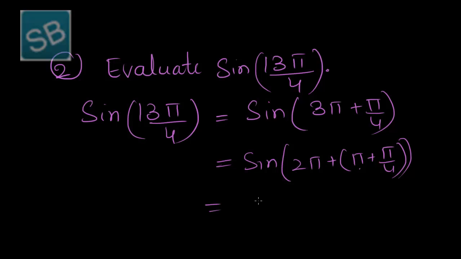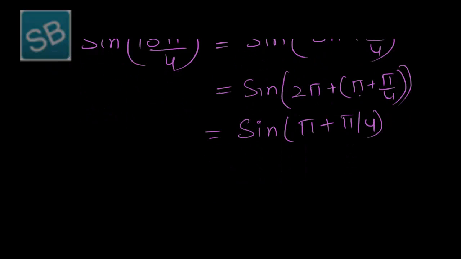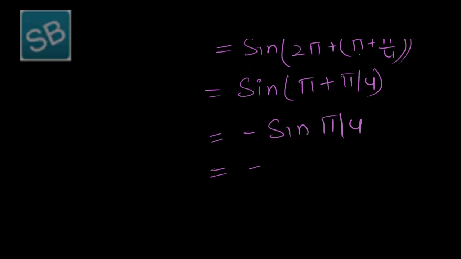Sine of 2 pi plus theta is in the first quadrant, so it remains positive and sine remains sine. So we get sine pi plus pi by 4. Now sine pi plus theta is in the third quadrant. Sine becomes negative and because of pi it remains the same. Minus sine pi by 4, and sine pi by 4 has the value 1 by root 2. So we get sine 13 pi by 4 is minus 1 by root 2.